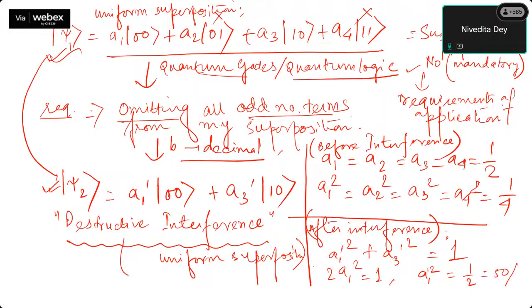That is 50%. Right? So what will be the value of A1 dash and A3 dash? Initially it was half. Right now it will be 1 by root 2. This is the effect of destructive interference. This is what I was trying to say: interference only affects the number of states. Either it increases or it decreases, resulting in a change in the probability amplitude as well. And a similar thing will happen for constructive interference as well.